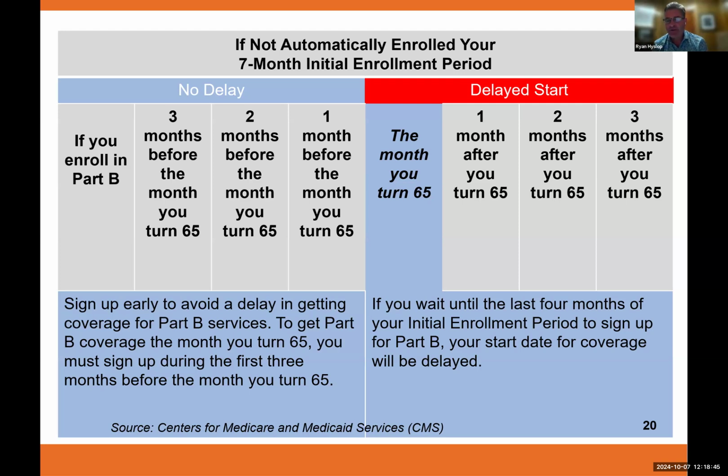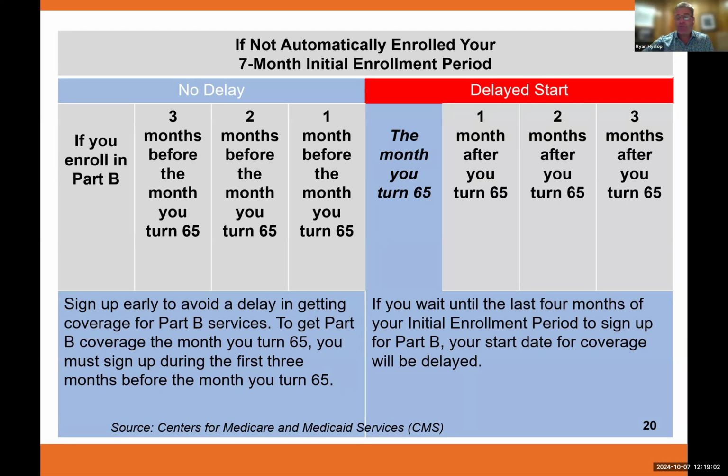The month you turn 65, my birthday is November 26th, so I won't be 65 this year, a couple of years younger than that. But if I were to sign up for Medicare, hopefully I would have already done that in August or September or even October. That way my benefits would not be delayed and I'll start on the 1st.